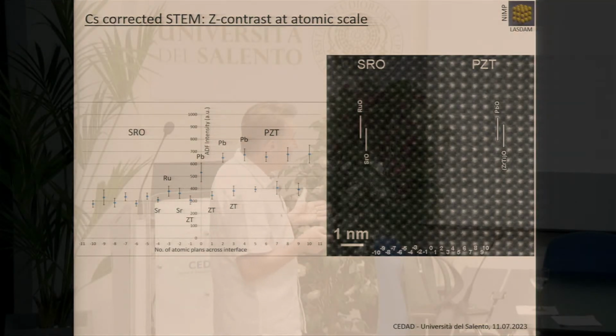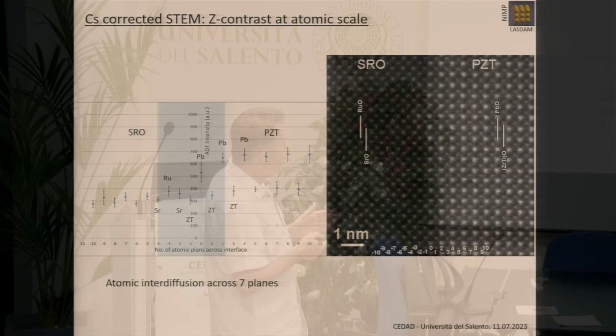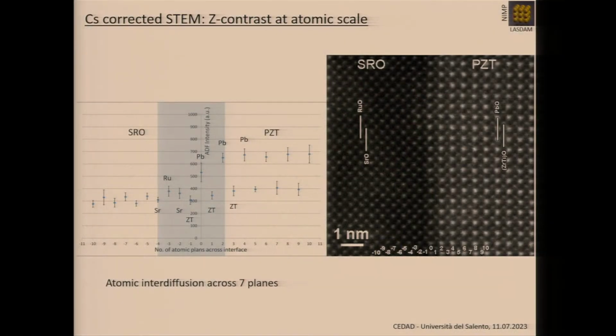So this in different situations can be very useful in further describing, let's say, the electrical properties of such a junction between two materials, and also judging by the gradient of the intensities in the interface region compared to the rest of the crystal on each side of the interface, we could estimate that we have some kind of atomic interdiffusion across a band of about 7 atomic planes around the interface.